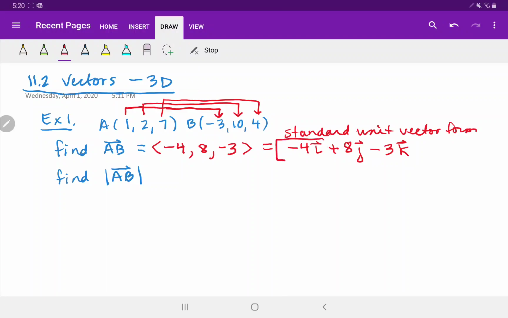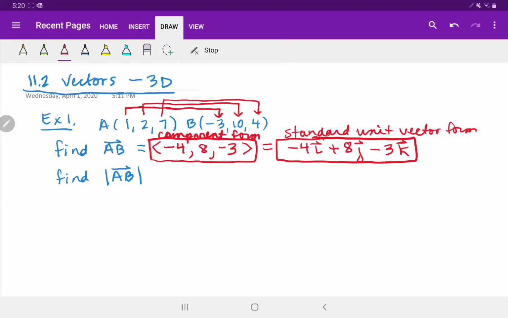Okay, so let's see. There we go. What did the absolute value mean? Now, it could be either one, so I'm going to box both of these. This first one is called component form. Okay, so how do you find the magnitude of vector AB?